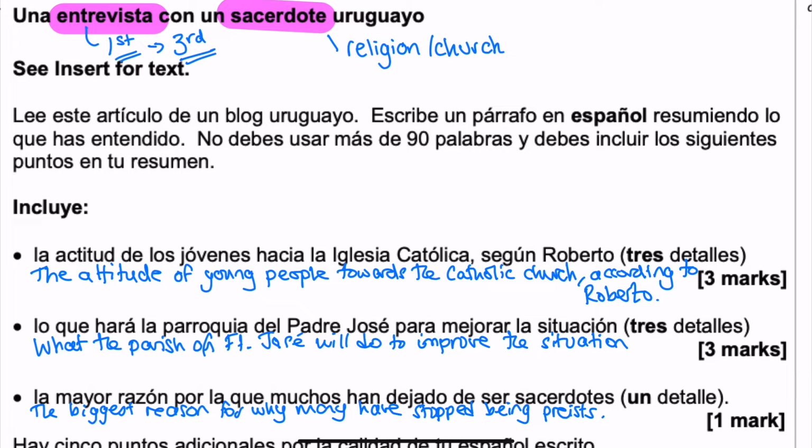There we go. So I've done my translation there. So the attitude of young people towards the Catholic Church, according to Roberto, what the parish of Father Jose will do to improve the situation, and the biggest reason for why many have stopped being priests. Now what's important is, I'm just going to quickly highlight this, and you give 3 details for that first point, 3 details for that second point, and 1 detail for that last point.